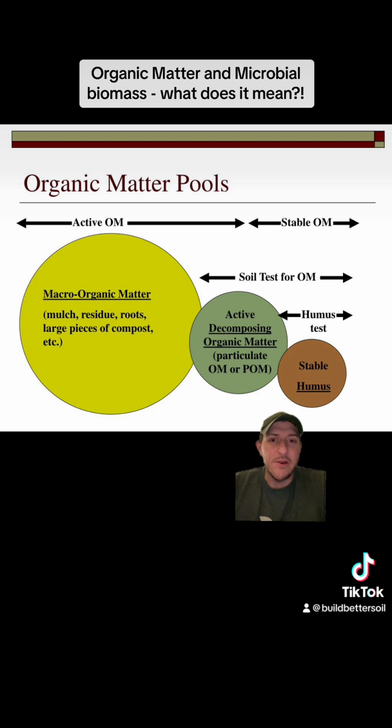However, what it doesn't take into account is your active OM, or at least the remainder of your active OM, which is your root mass, your mulch, as this mentions, large pieces of compost, and also the actual microbial biomass in and of itself, which is the dead and decaying microbes, and how those can translate to active food for plants or plant assimilable nutrients.